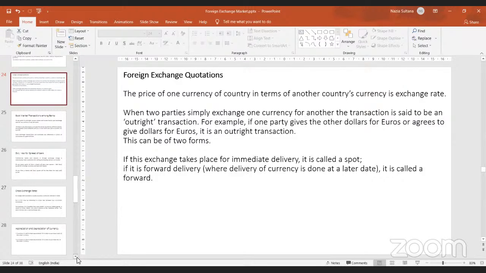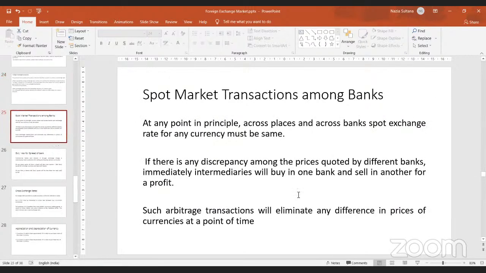In case the currency is delivered at a later date, not immediately, then that is called a forward delivery. So the delivery of the foreign currency happens at a later date. Let us understand in a better way what these transactions are. When banks are doing spot market transactions, they do them in the same way as individuals would.